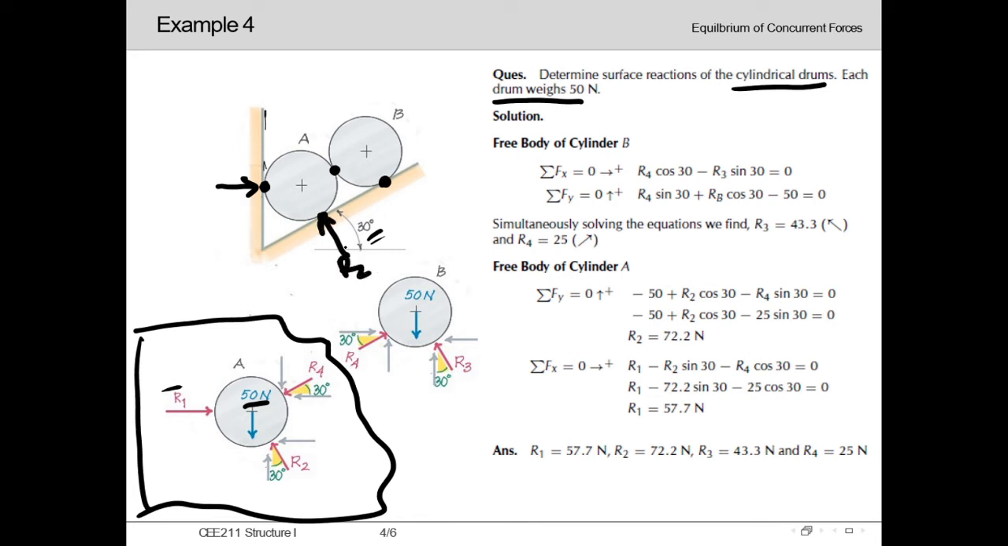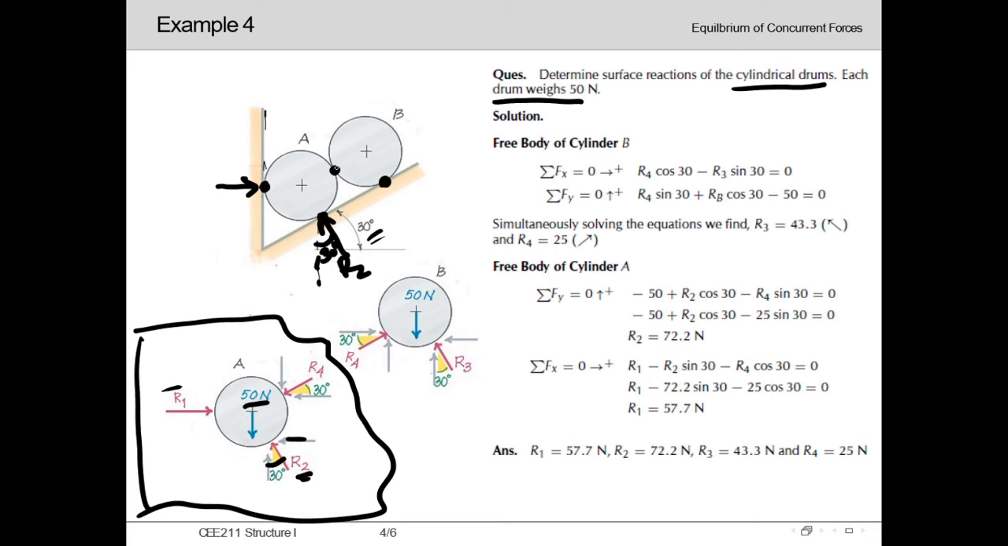As we can see, this is an inclined plane, and this plane is at an angle of 30 degrees with the horizontal axis, so this R2 will be acting at an angle of 30 degrees with the vertical force component of it. So this R2 will have two force components in x and y direction, acting at an angle of 30 degrees with the vertical force component.